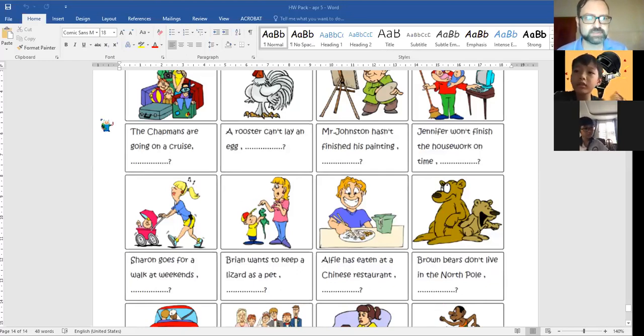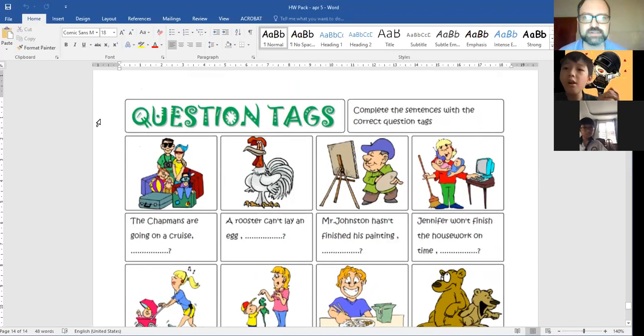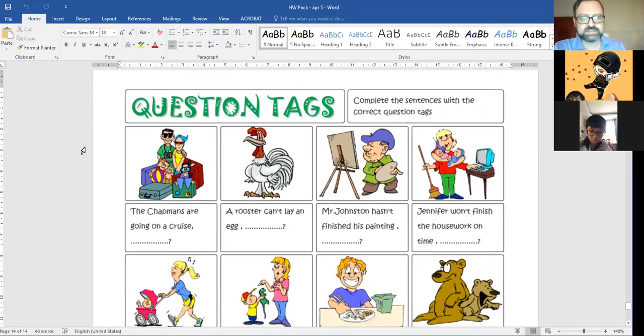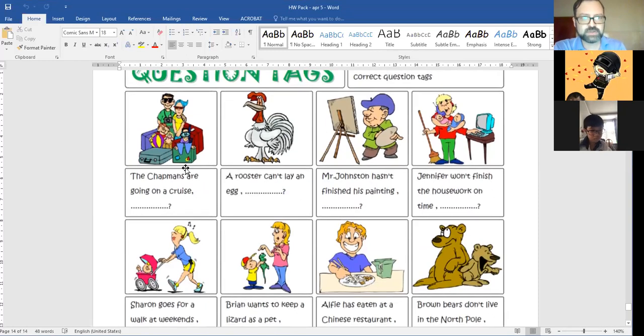So we got through a couple of these. These are called question tags or tag questions. Once again, this is section one, on the last page. And we went through a few of these. Sorry, let me grab my pencil here.